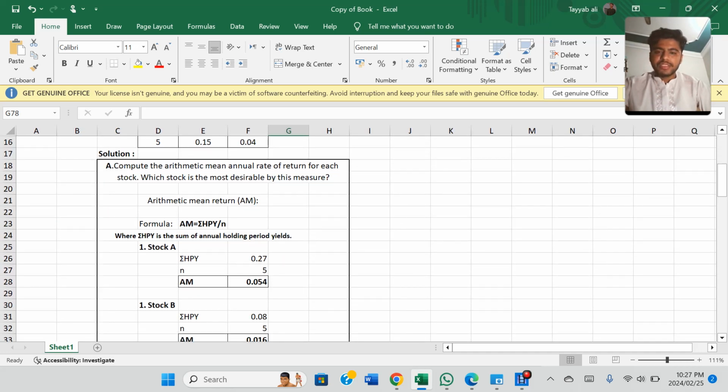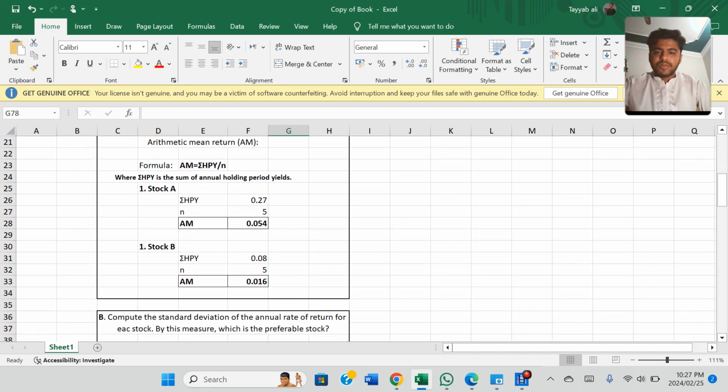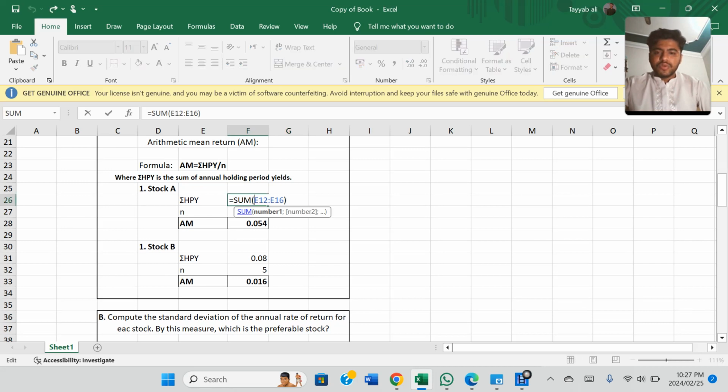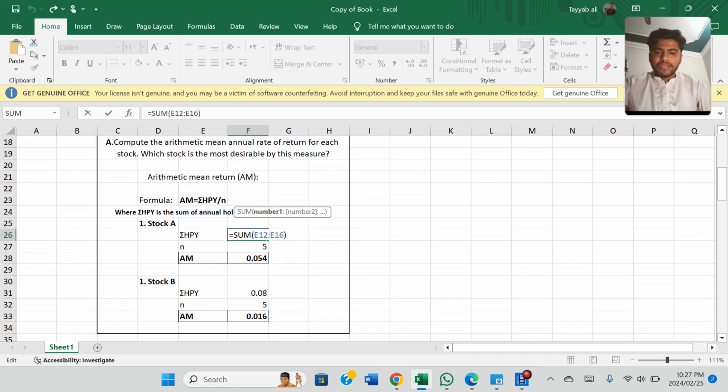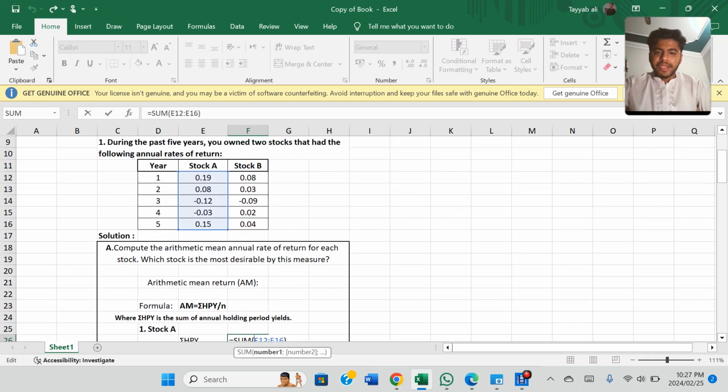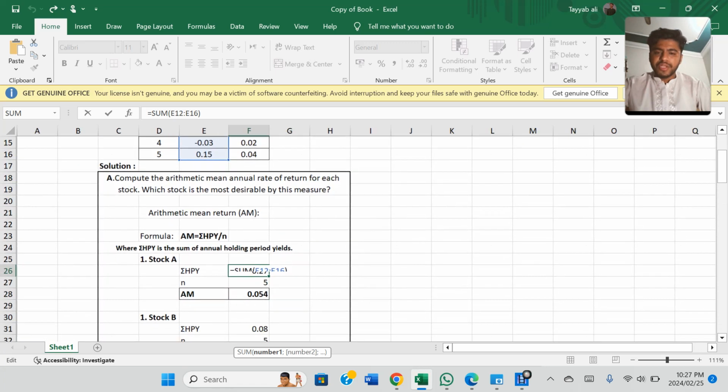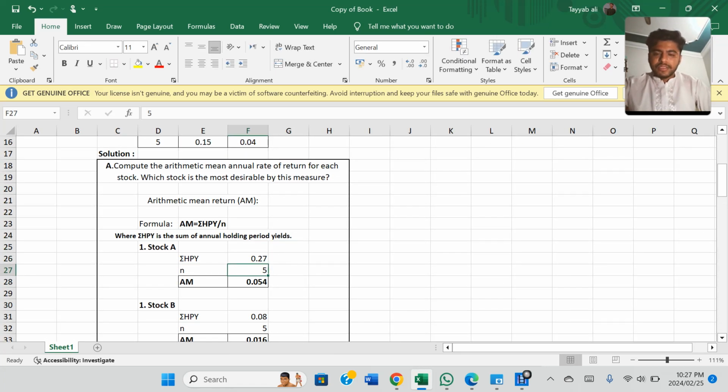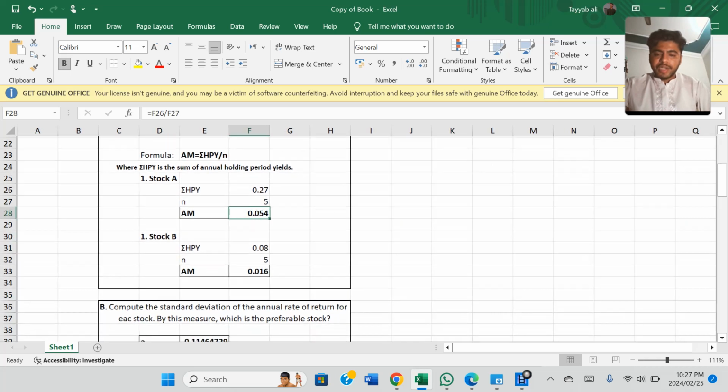The arithmetic mean formula is HPY divided by N. HPY is the sum of annual holding period yields. Stock A: HPY is 0.27, equal to the sum of stock A from E12 to E16, and the total number of years is 5. HPY divided by N is equal to 0.054, the arithmetic mean.